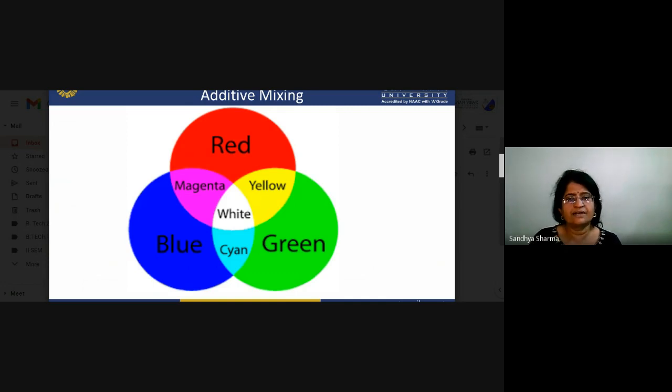In this diagram, you can see that when we mix red and green, yellow is generated. When we mix red and blue, magenta is generated. And when we mix blue and green, cyan is generated. And when we mix all three colors, we get white.